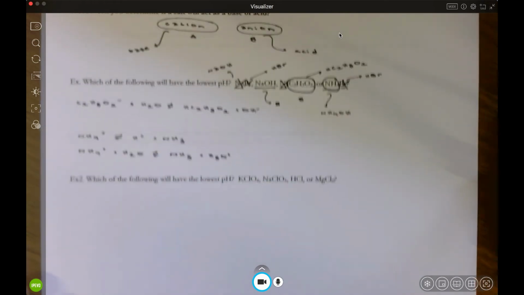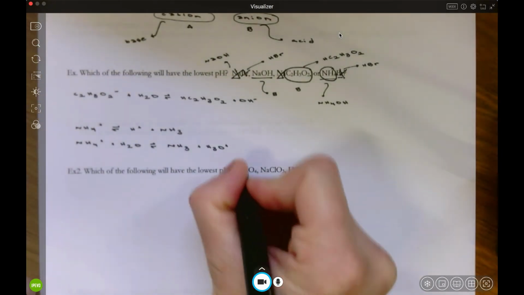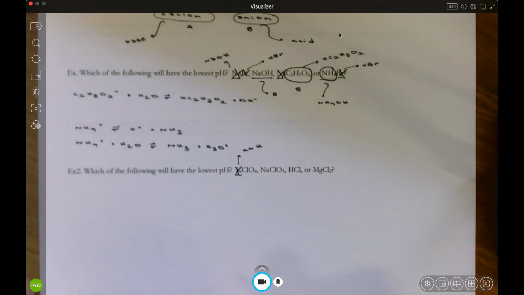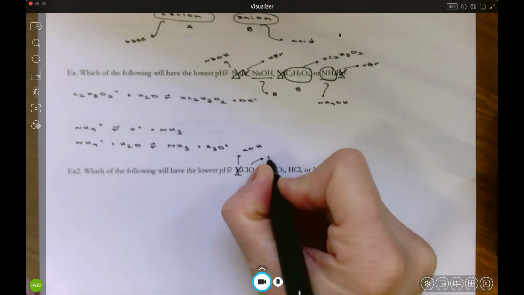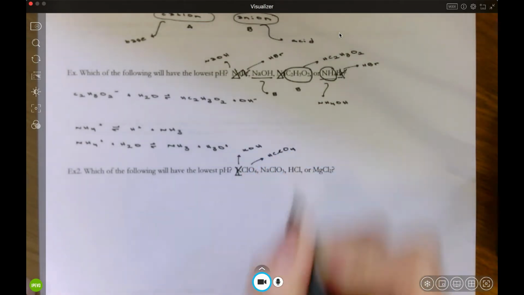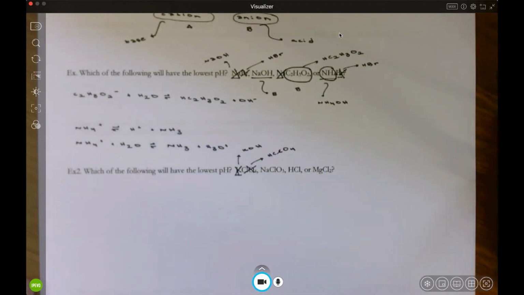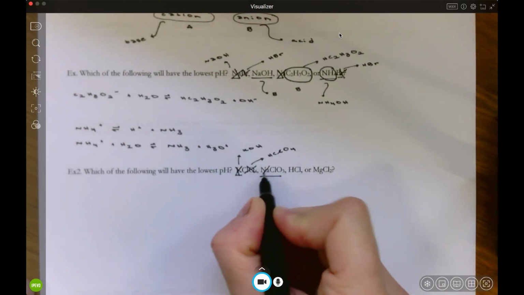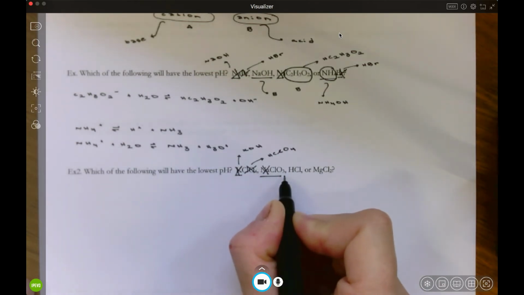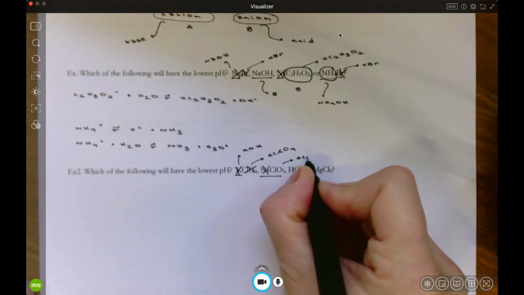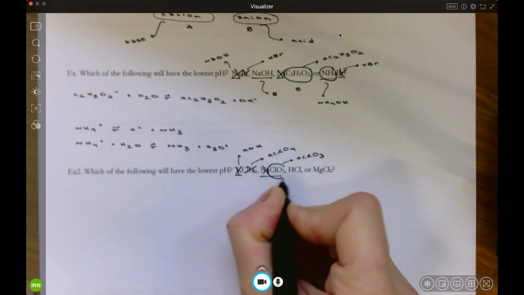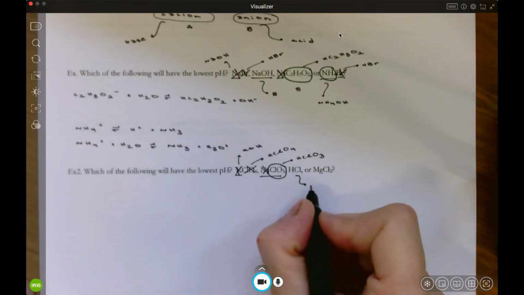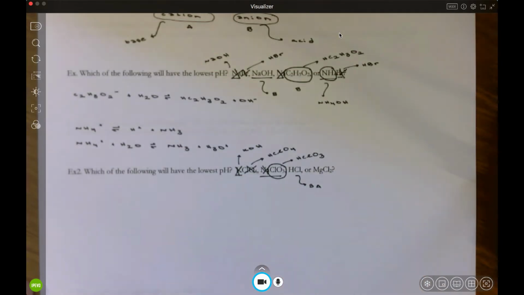I give you KClO4. So potassium came from KOH, which is a strong base, so that cannot act like an acid. ClO4 came from HClO4, which is a strong acid. That cannot act like a base. For here, NaClO3, Na came from NaOH, which is strong. ClO3 minus came from HClO3, which is a weak acid. So this can actually act like a base. HCl is a strong acid, so they just threw that one in there just to mess with you.